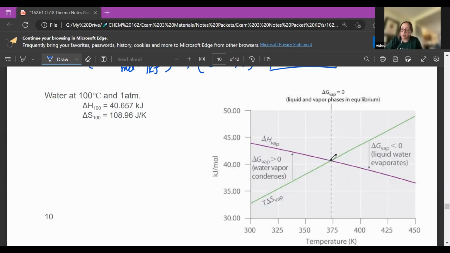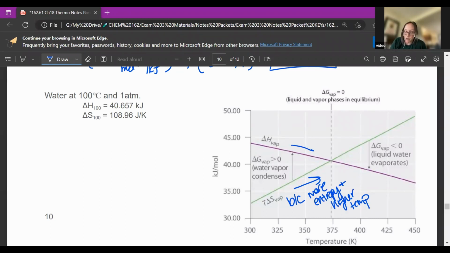So let's label this here a little bit. Over here, this increases, and that's because there's more entropy at higher temperature. The hotter you get, of course, the more entropy you have because there's a lot more energy. For delta H vaporization, as you go this way, it requires less energy because it's at a higher temperature, so you don't have to put in as much energy. Where they cross is essentially where it is favored.